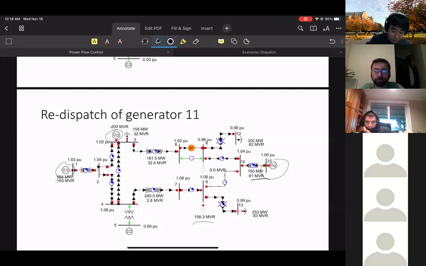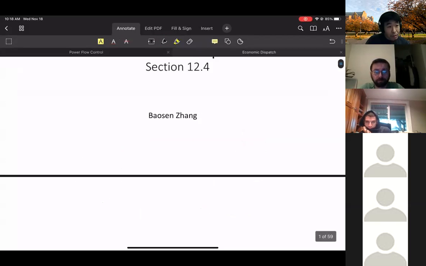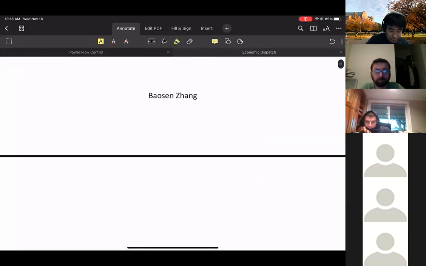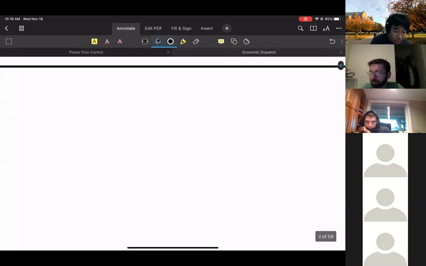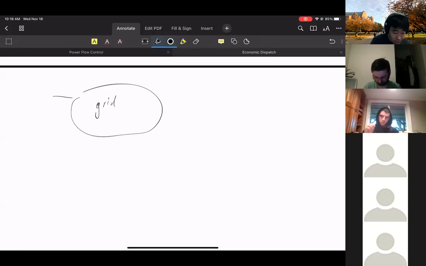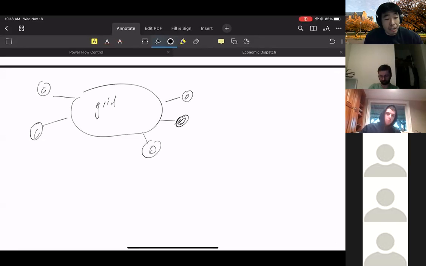Okay, so next we'll go to something called economic dispatch. The reason it's called economic dispatch is the following. Let's say, normally for a system, this is the grid. There's a generator, there's a lot of demand. When we solved the power flow problem, we did not actually optimize anything. We basically provided all the generation values and all the demand, and just said, okay, go find the voltage. We did not optimize things.